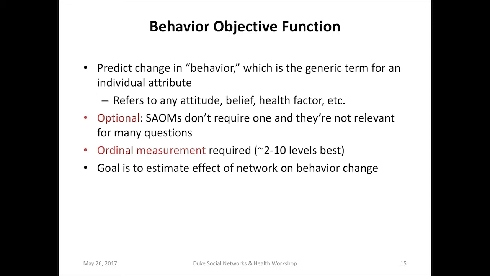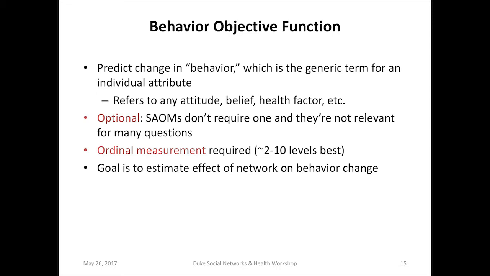But you don't actually need it. I've run a bunch of models and done studies that don't consider behavior change at all. You can do a lot of things just looking at the network. One of the drawbacks is that currently behaviors need to be measured on an ordinal scale, so something like 1, 2, 3, 4, 5, no decimal points in there. That's because individuals are changing one step at a time here. There is some work developing continuous measures of behavior that looks promising, so hopefully this isn't a constraint for too long.